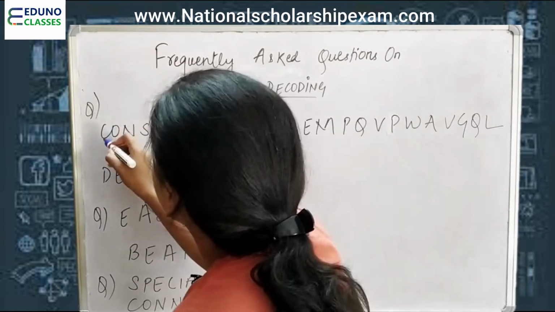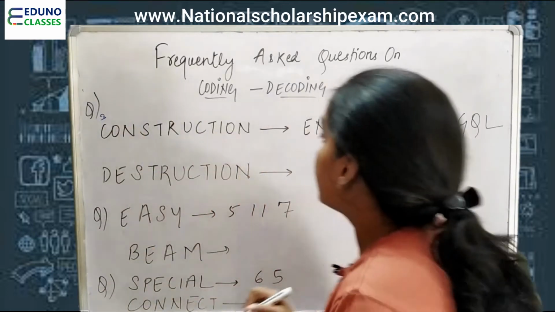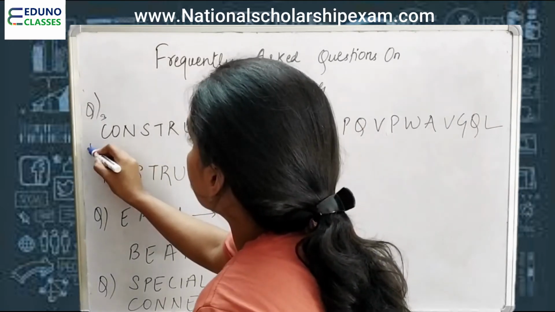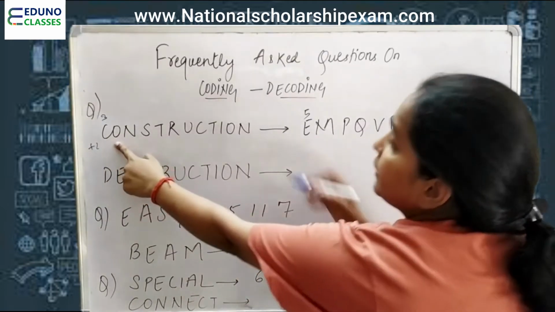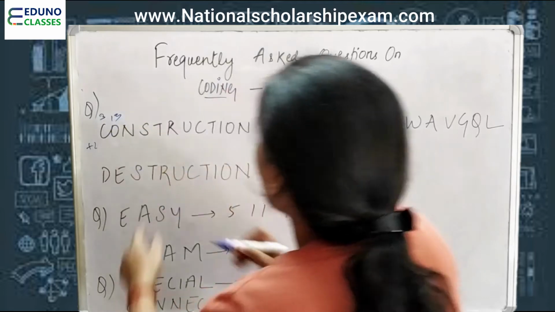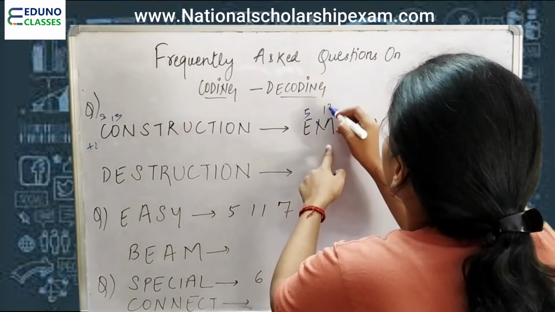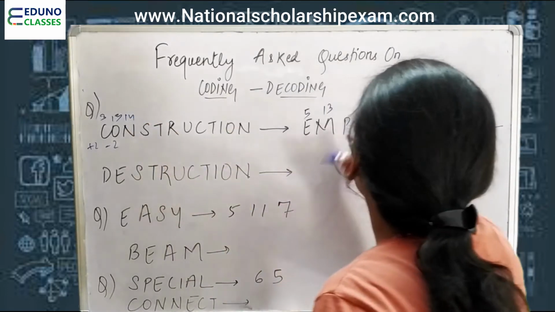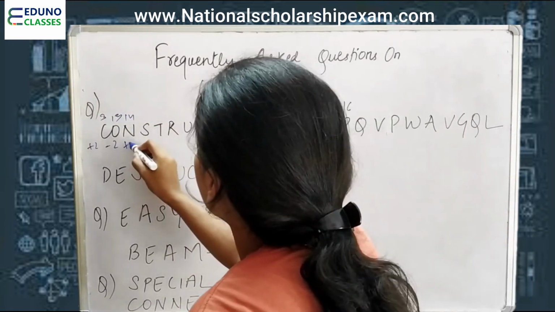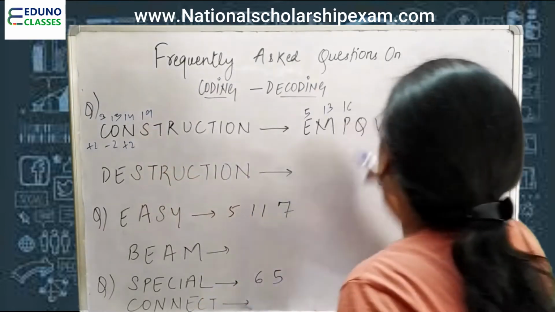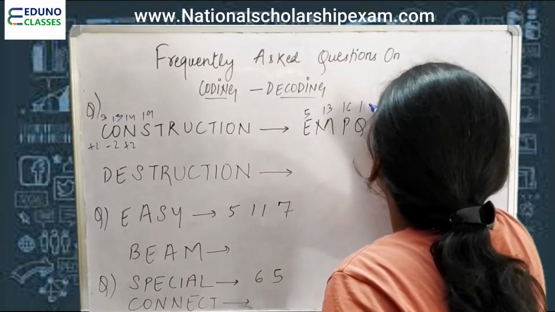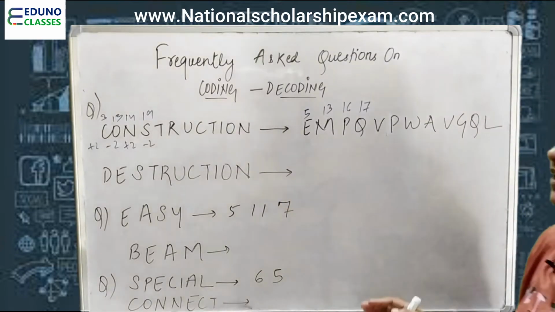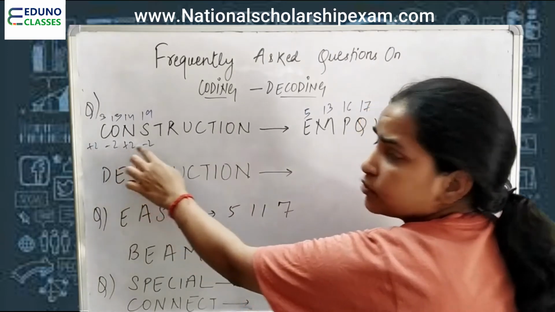Here it says C. We know C is 3 and E is 5. So from 3 to 5 we went plus 2. Now O is 15, M is 13, we went minus 2. N is 14, P is 16, we went plus 2. S is 19, Q is 17, we went minus 2. So this pattern is now pretty clear. It goes like this: plus 2, minus 2, plus 2, minus 2.